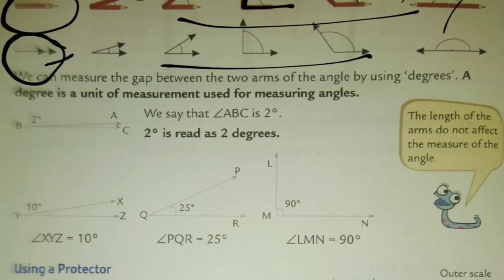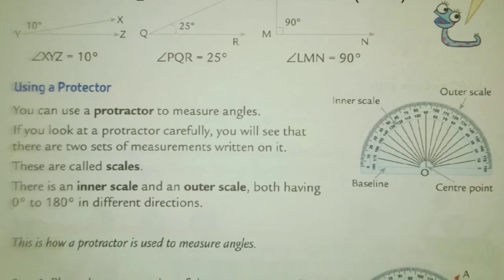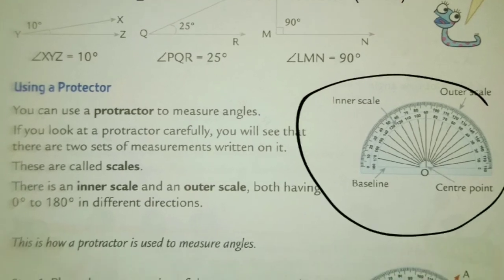So now one more thing we will use, that is known as protractor. With the help of protractor we can measure the angle, but before that we will see what is protractor. Protractor means this is showing center point. Center point means the center line, and one center point is also there. And see, in this one two scales are there.